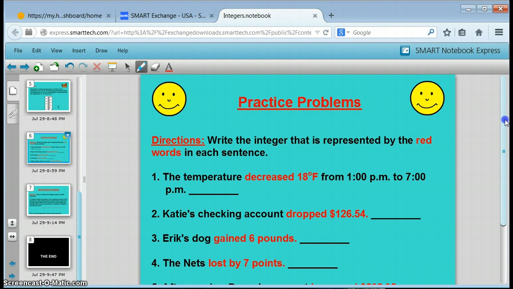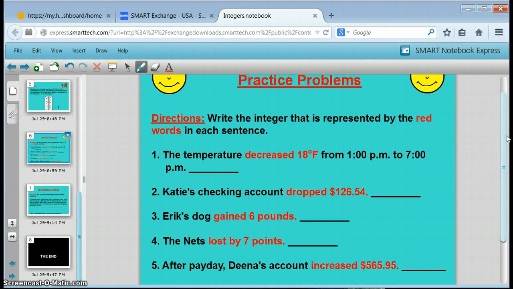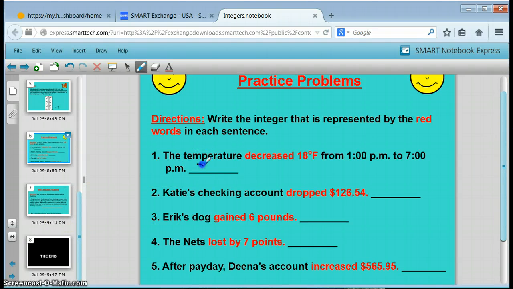Here are a couple more examples of what you might see. A decrease of 18 would be shown as a -18. A drop of $126.54. Again, a negative number. A gain of weight, that's going to be a +6. A loss of something is a -7. After paying someone, her account increases. This is going to be a positive. Very good.